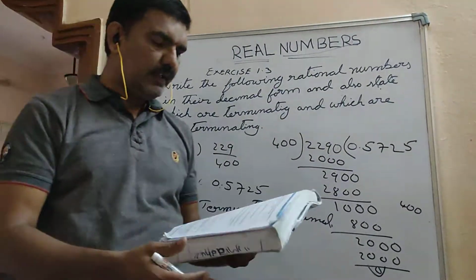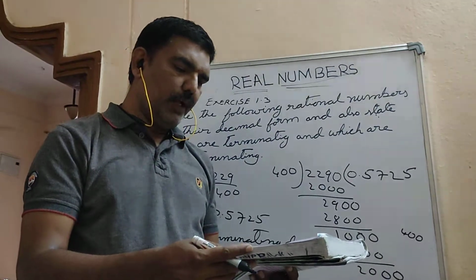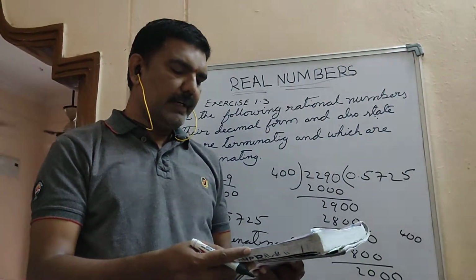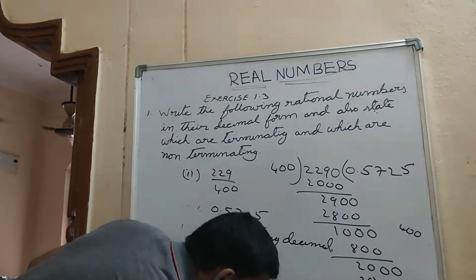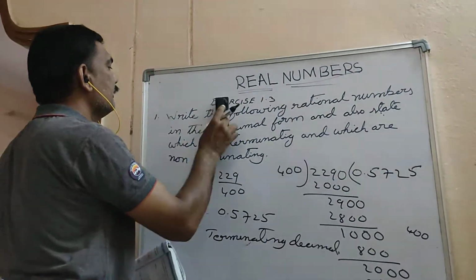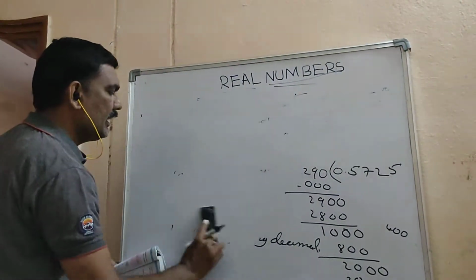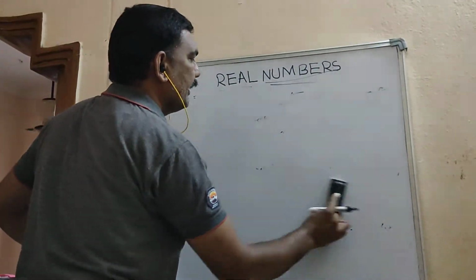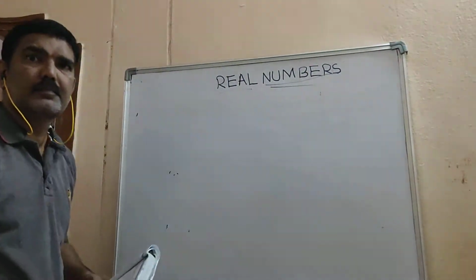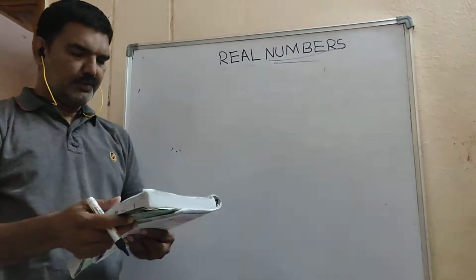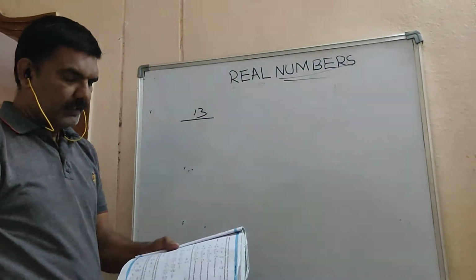Now we will go for the second problem. Without performing division, state whether the following rational numbers will have a terminating decimal or non-terminating repeating decimal form. In the first question we did division. Now, without division, we should say whether it is terminating or non-terminating. So the first question is 13 by 3125.